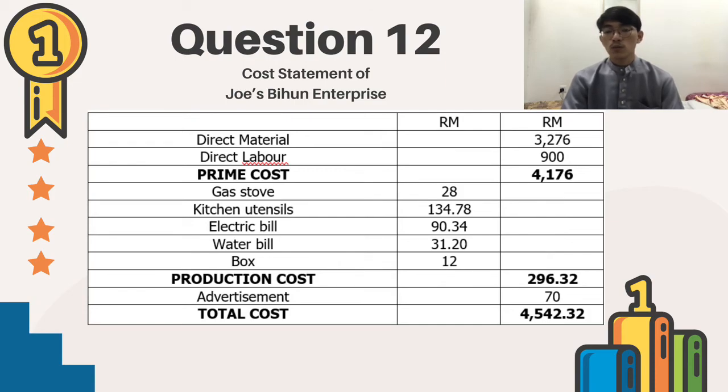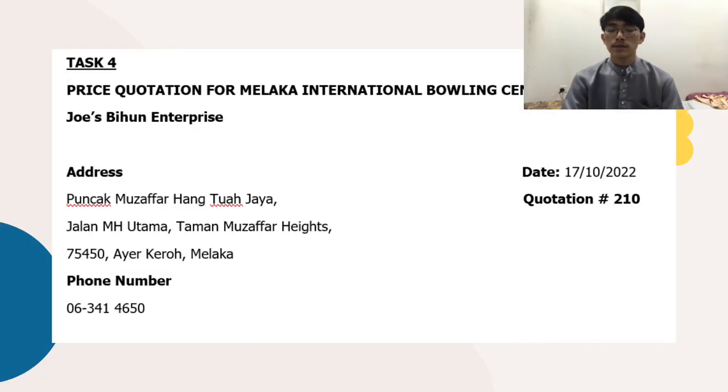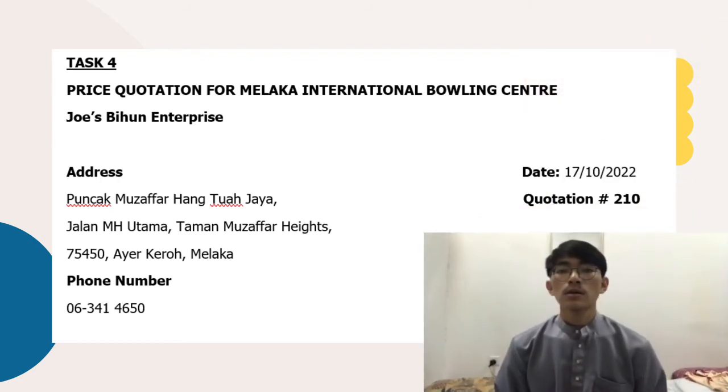Last but not least, we also had to pay for the advertisement that cost around 70 ringgit for promoting our products. So in total, if we add the prime cost, production cost, and also the advertisement, is 30,066 ringgit and also 32 cents. Move to the next question, which is task 4.